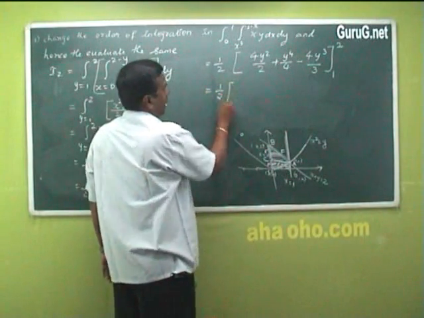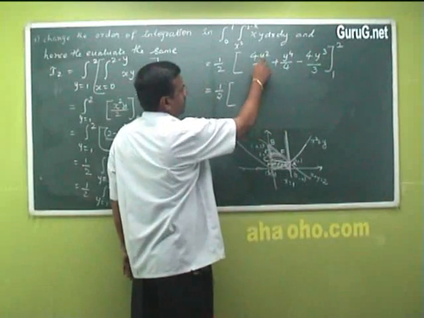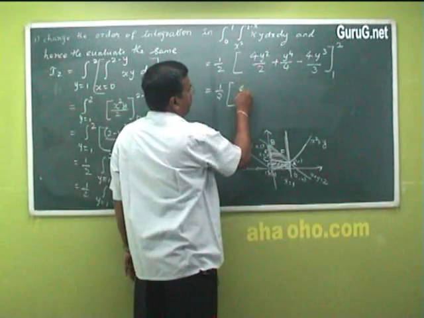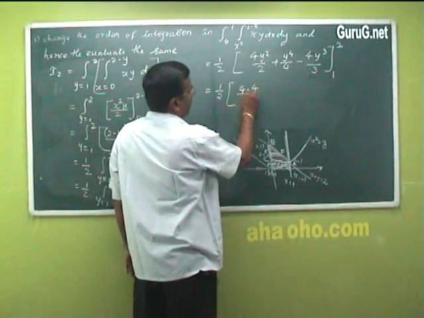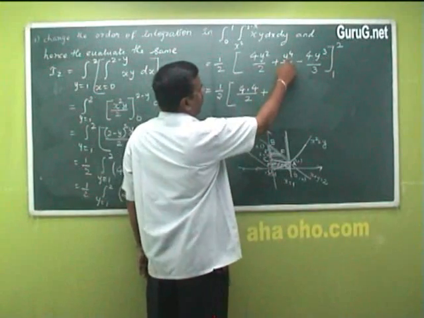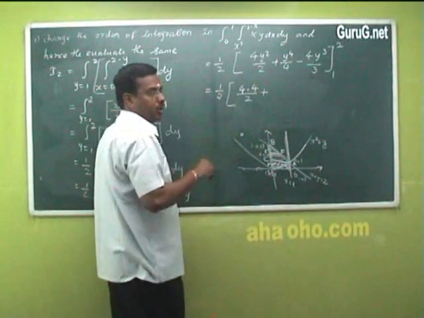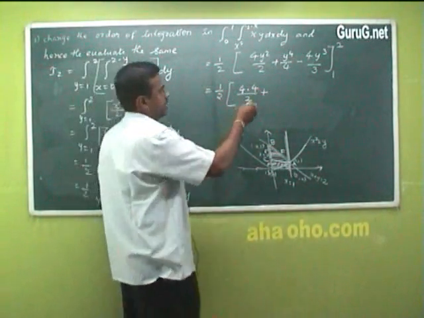First substitute the upper limit. When you substitute the upper limit for this y value, this will become 4 into y square value. Y value is 2, therefore 4 divided by 2 plus y power 4. Y power 4 is nothing but 2 power 4. 2 power 4 is 2 into 2, 4. 4 2s are 8. 8 2s are 16.